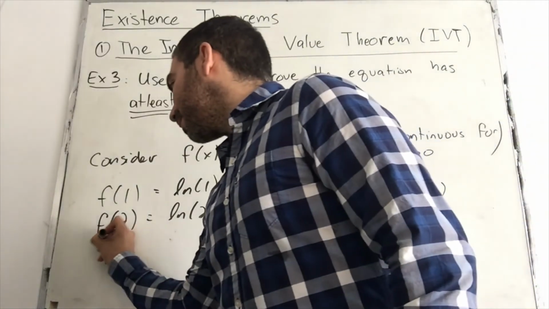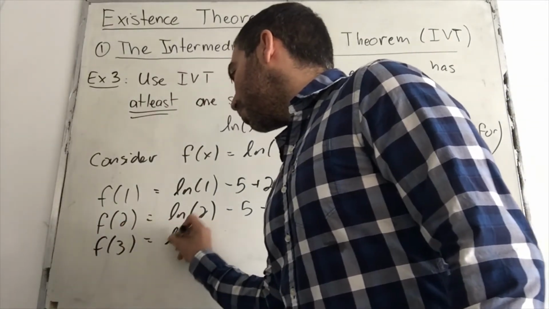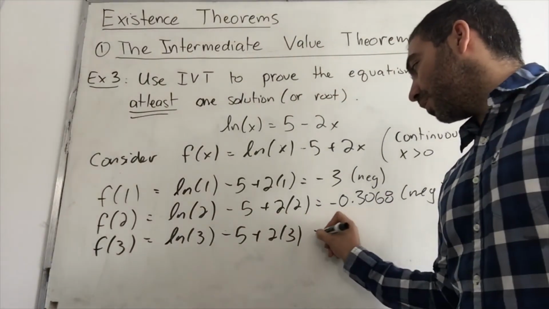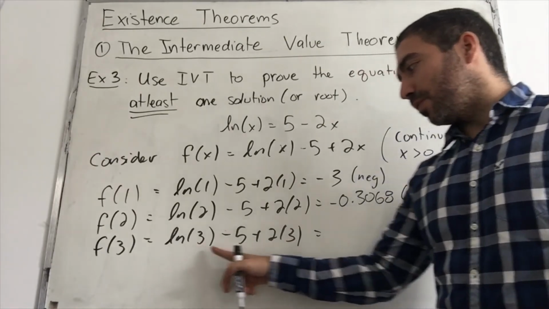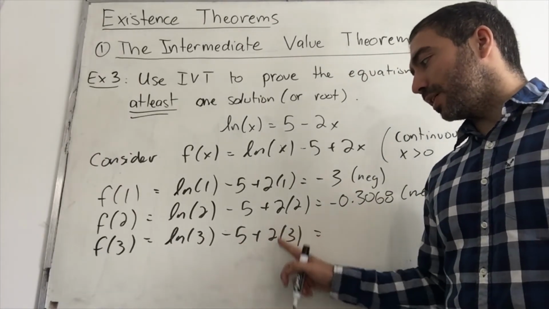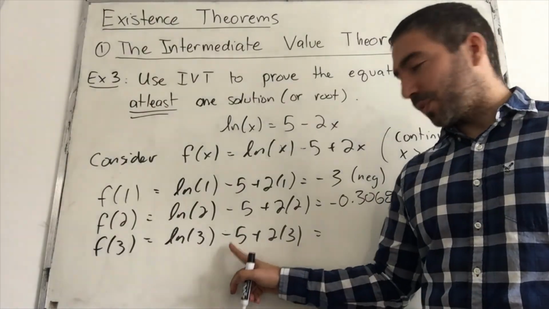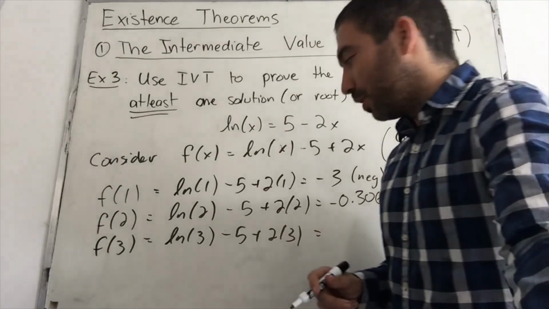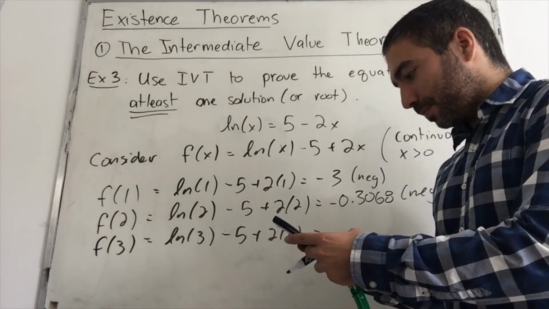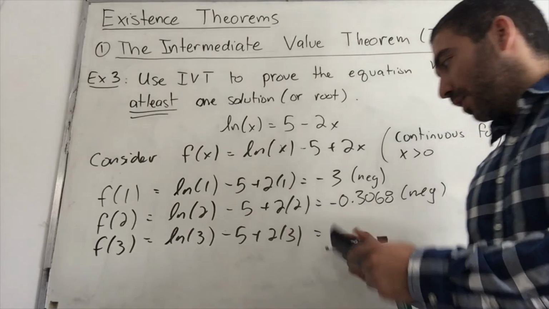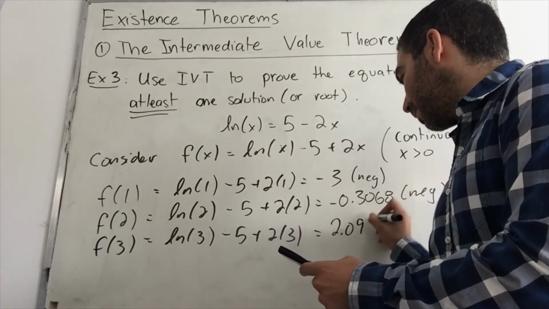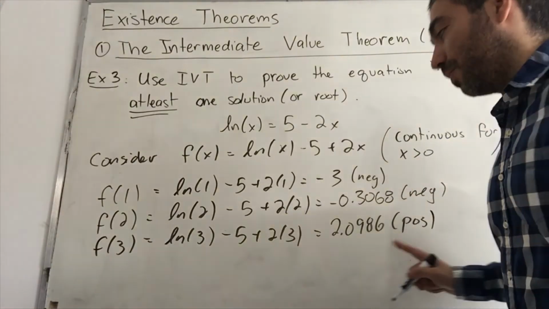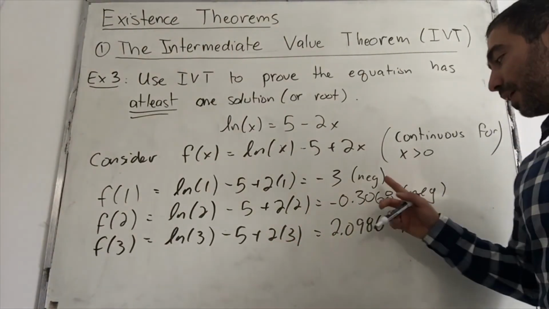So let's try 3. f of 3 equals ln of 3 minus 5 plus 2 times 3. ln of 3 is a positive value, and minus 5 plus 2 times 3 is 6 minus 5, which is positive, so this is going to give us a positive value. Plugging it into the calculator, this gives us about 2.098. But at the end of the day, we just care about the sign. The fact that it's positive is what we wanted. Now we're done, since we found the negative value and the positive value.